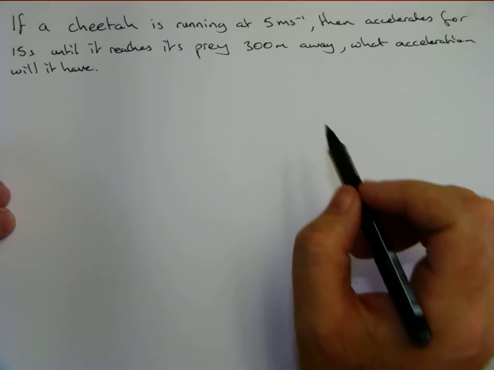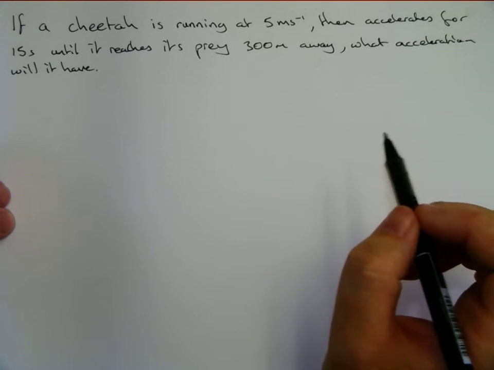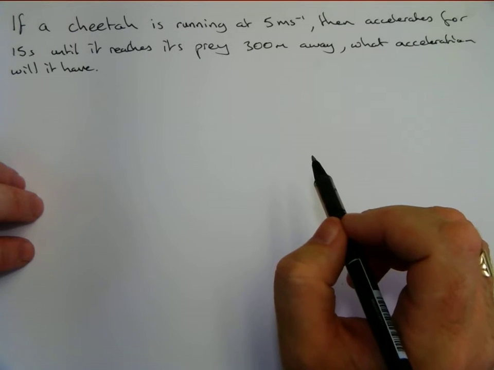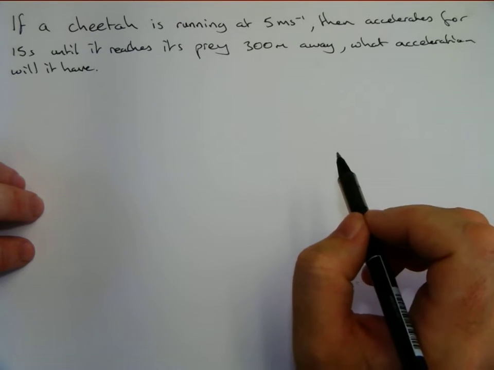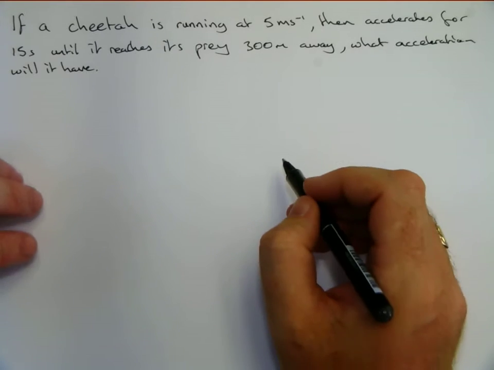If a cheetah is running at 5 meters per second, then accelerates for 15 seconds until it reaches its prey 300 meters away, what acceleration will it have?